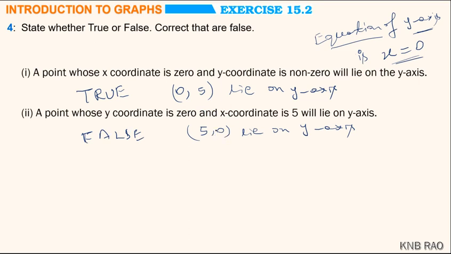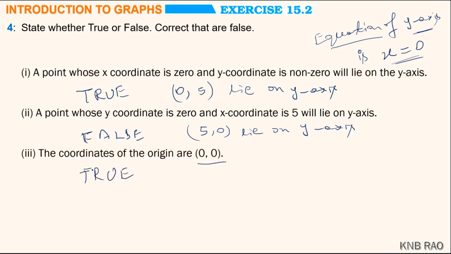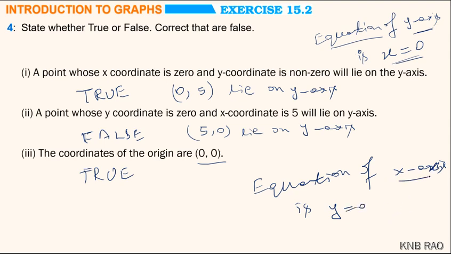Okay children. Next, the coordinates of the origin are 0 comma 0, true. We have been doing it, and here I am giving further the equation of x axis is y equals 0, because any point lying on x axis will have its y coordinate as 0. So these are important bits for class 10th. Okay. Anyways, with this I have completed all the exercise questions of 15.2.